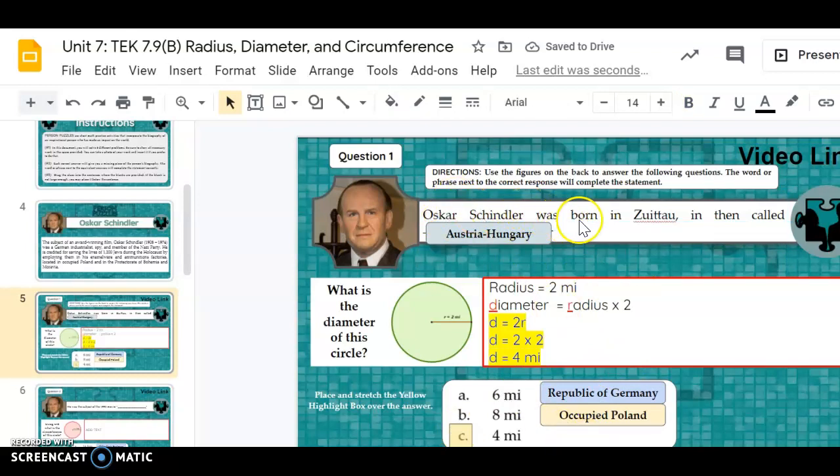So it says Oskar Schindler was born in Zuitau, I don't know if I pronounced that correctly, I'm sorry, in then called Austria-Hungary. So he was born in Austria-Hungary. This is the answer to question number 1. And this is what I need to see in your box here.